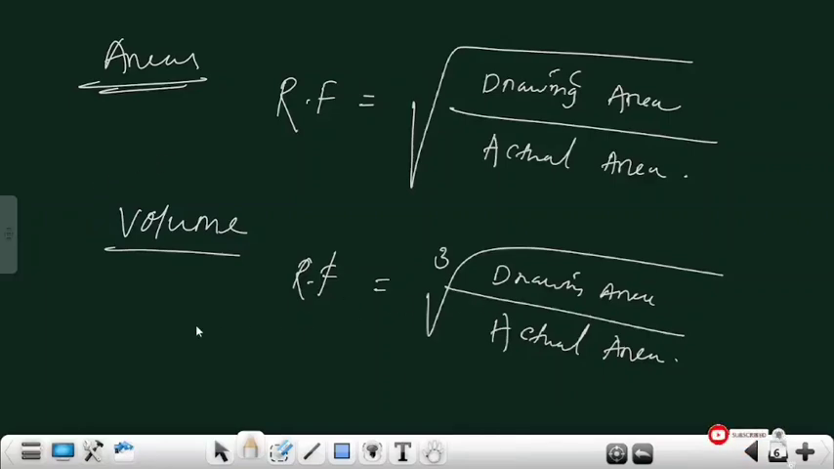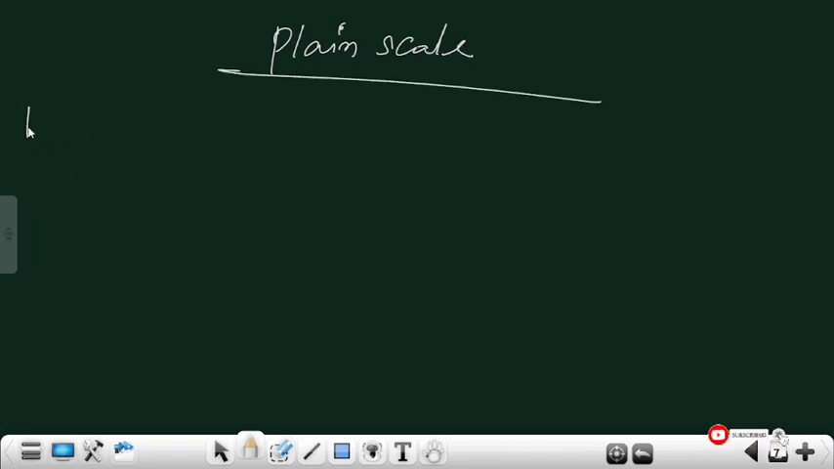Next we have to jump to the scales, as I discussed. Plane scale and diagonal scale are very important, so we next jump to the plane scale. Next, what is the definition of the plane scale? Plane scale is a scale which shows the relation between two consecutive units or a single unit and its subdivision.